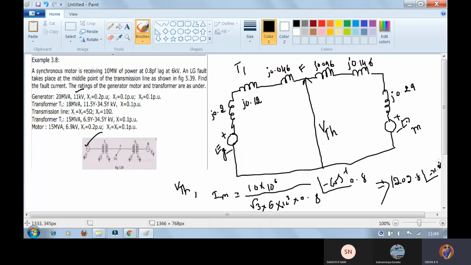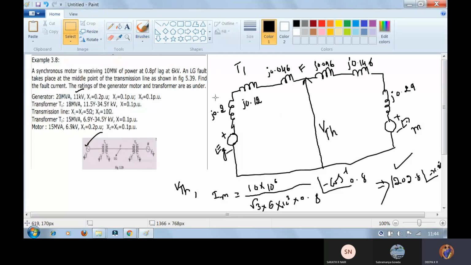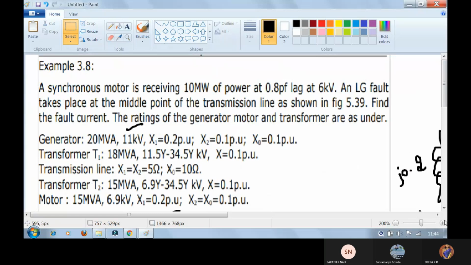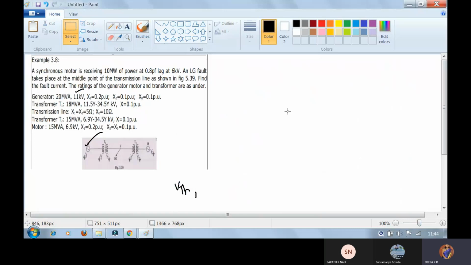Okay, so this is just the current drawn by the motor, but I want to know the base current of the motor. I'll just rub out this complete diagram. Please, you guys have to answer for the remaining. Okay, we'll calculate the base current of the motor.